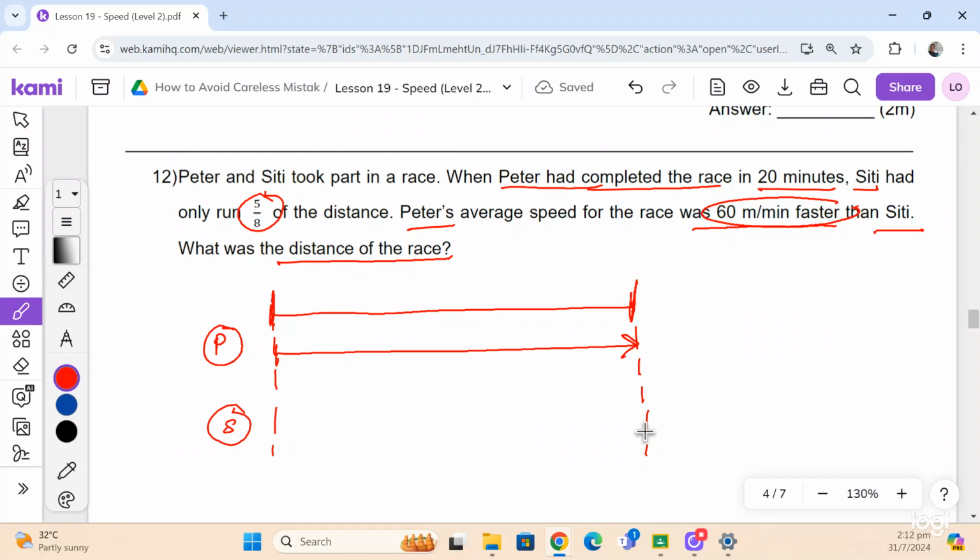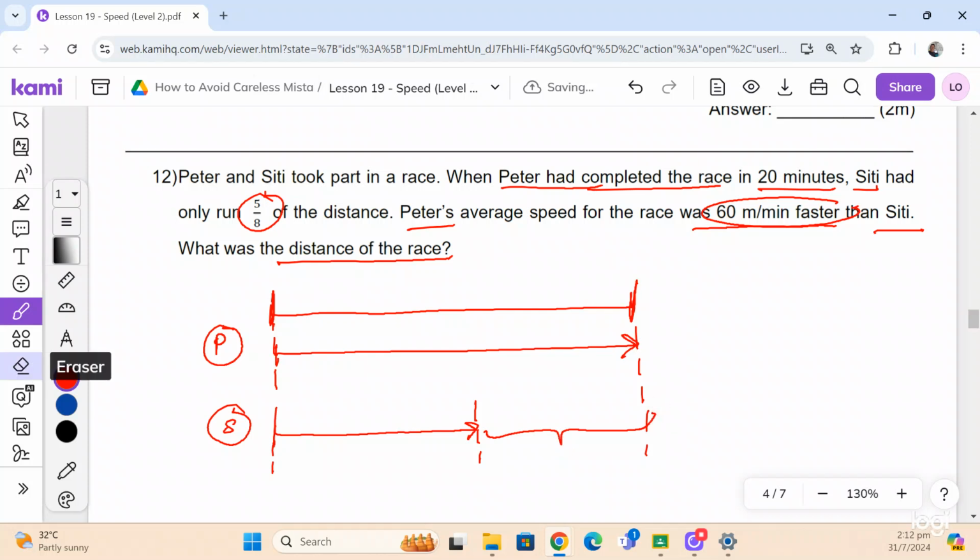And City had only run 5/8 of the distance. So City did not complete the race. She's somewhere, and we have a dotted line to also show where she is. So the dotted line tells you where they are, and it also tells you how many parts of the journey. For example, you can see that City still has some more distance to travel. So that is an invisible part.